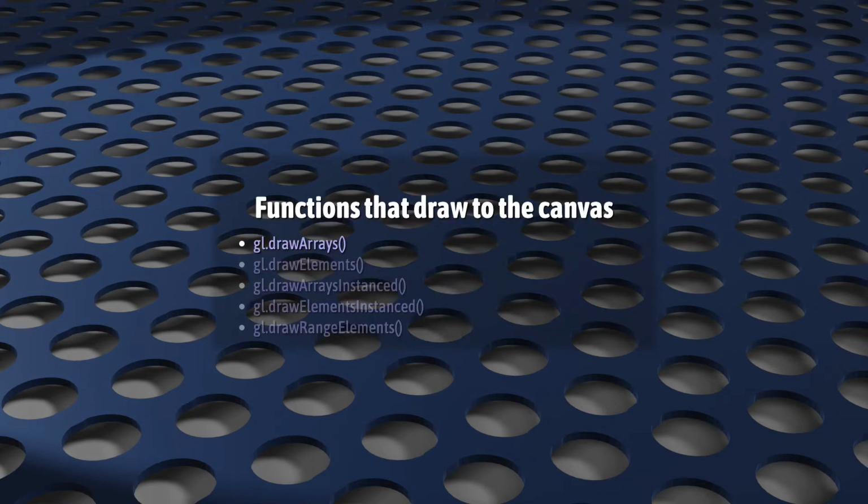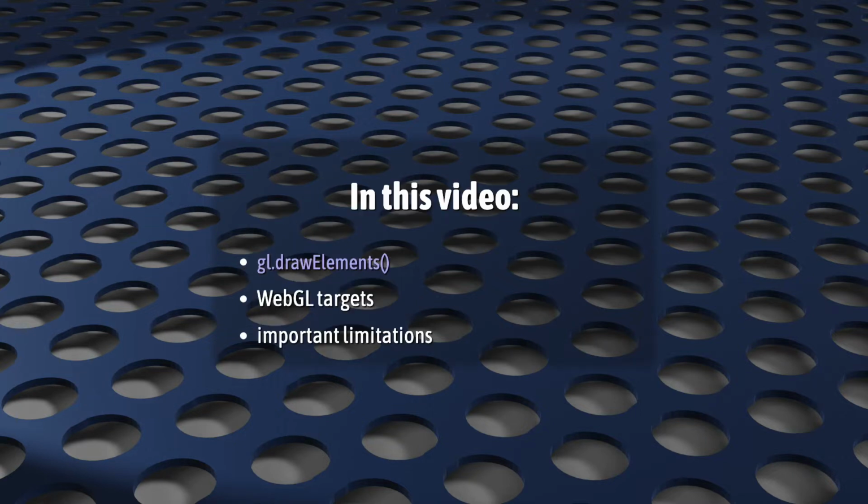So far in this series, we have only used drawArrays to paint to our canvas. It's the simplest and arguably the most generally useful function for this, but it's actually only the first of five functions for drawing to the canvas. So in this video, we'll look at the next function on this list, drawElements.